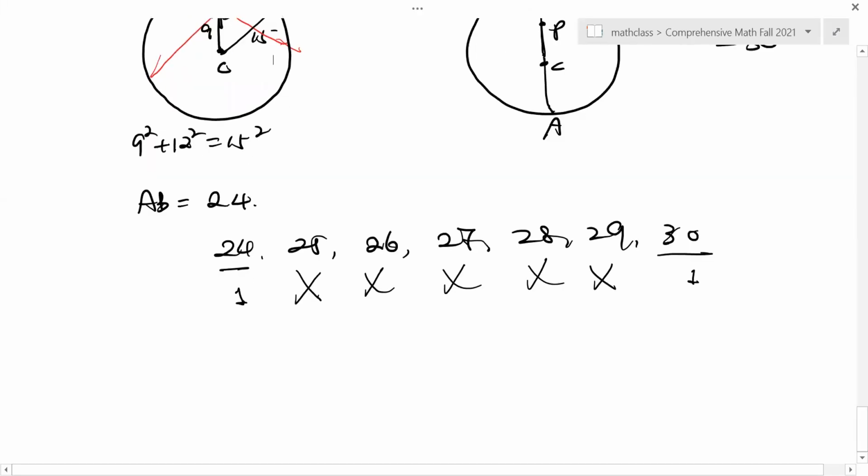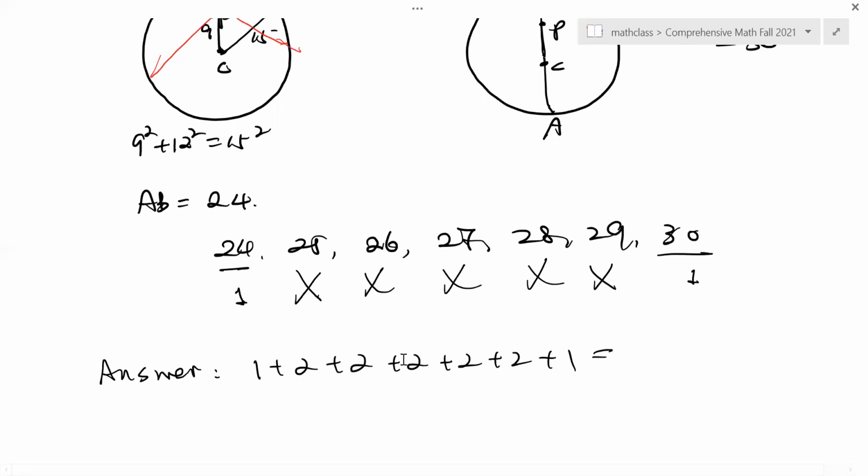So the total will be, the answer is 1 plus 2 plus 2 plus 2 plus 2 plus 2 plus 1. So the total is 12.